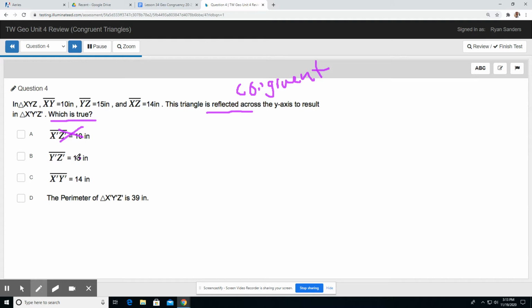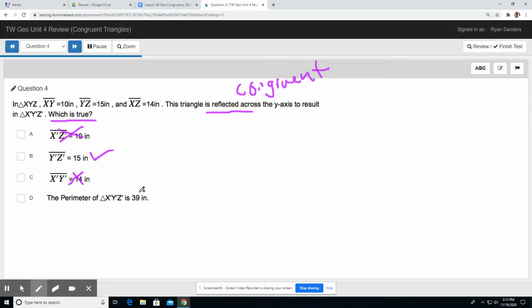Y prime, Z prime is 15. Y prime, Z prime, YZ is 15. So yep, that one's true. They have to match, and that one does. Let's just make sure the other ones are not the same. And X prime, Y prime should be the same as XY, 10. Nope, not 14. It should be 10.